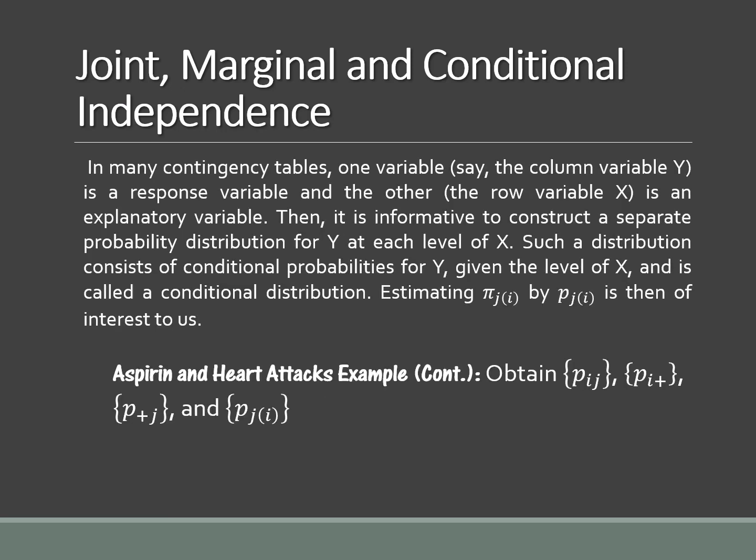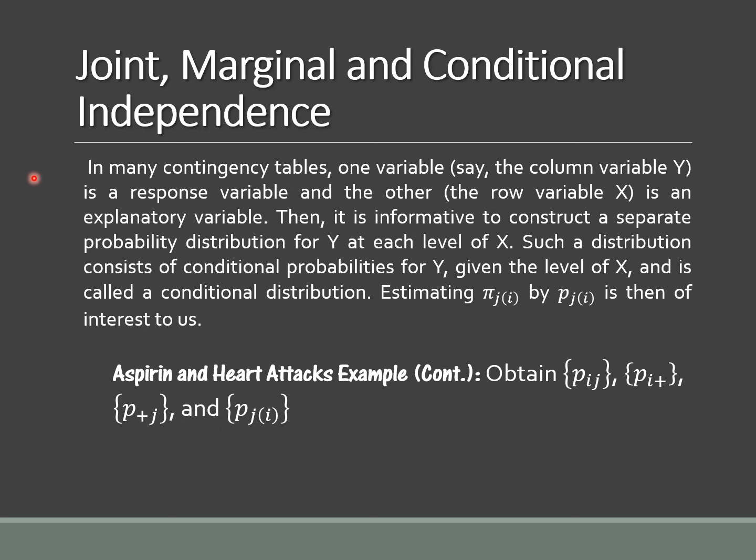So in many contingency tables, one variable, say the column variable, is usually the response variable y, and the other one, which is usually the row variable x, is the explanatory variable. So there's a relationship that the row variable allegedly causes the y variable. It is not a strict condition, but in most cases, we would see those tables in that form.